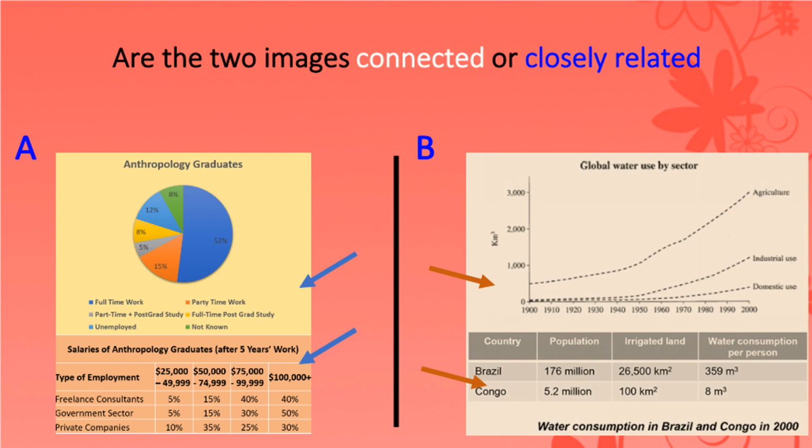Are the images connected? That is, are they talking about the same topic? Or are they closely related? That is, they have something in common, but are referring to another aspect or topic. The one on the left, image A, is connected. That is, the table is talking about the same thing as the pie chart. And the one on the right, image B, is closely related. The graph mentions water use by sector, but the table is referring to data which is country-wise.